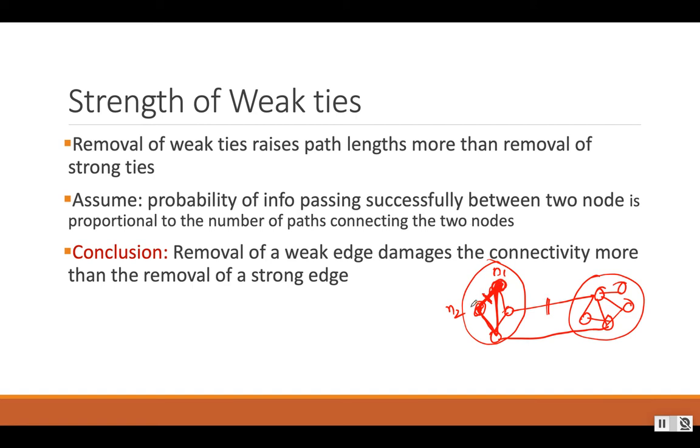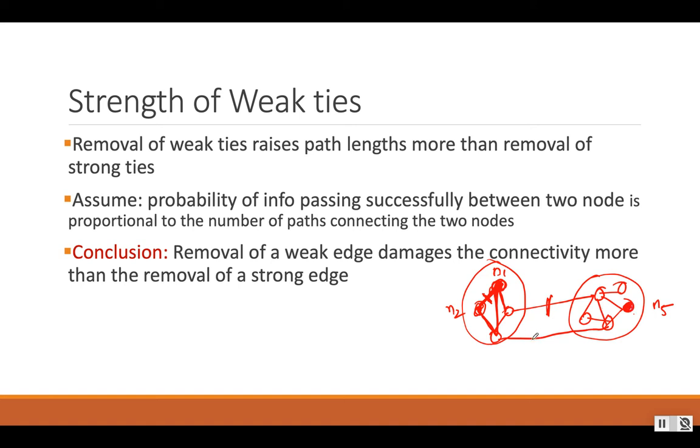Now if we delete this edge, let's see, here is a node n1 and here is a node n5. With this edge, the path between n1 and n5 is 1, 2, 3. So n1 and n5 are connected by a distance of 3. But if I delete this edge, the weak tie, what is going to be the path between n1 and n5? We have this strong one, so this is going to be 1, 2, 3, 4.